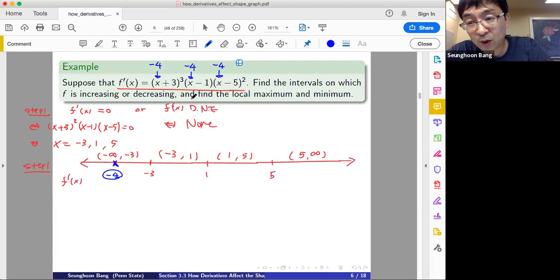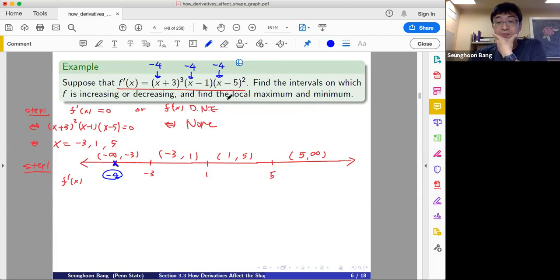Positive or negative? What do you think? So could you write your answer? You can plug negative 4 into here, here, and here. What's the whole thing? Is f prime of x positive or negative? What do you think?